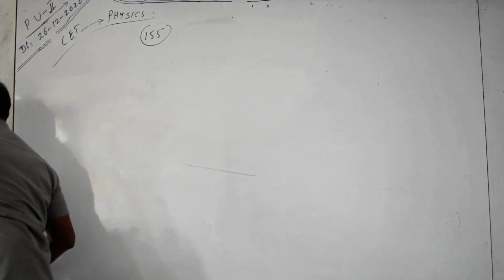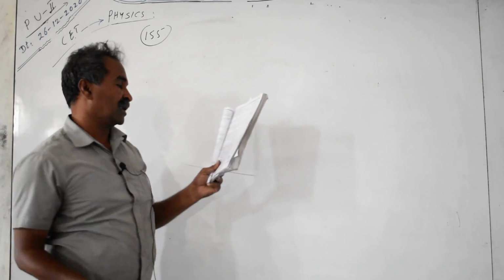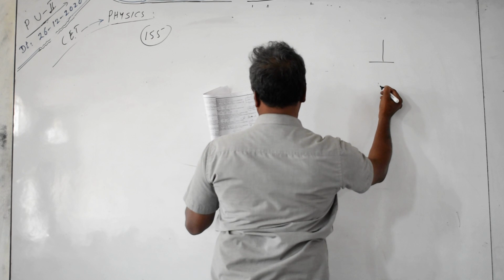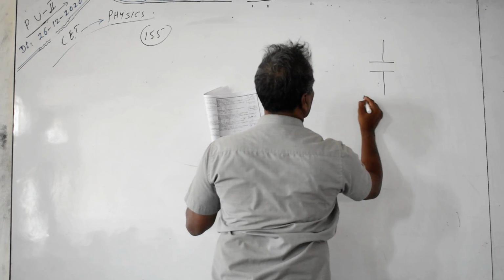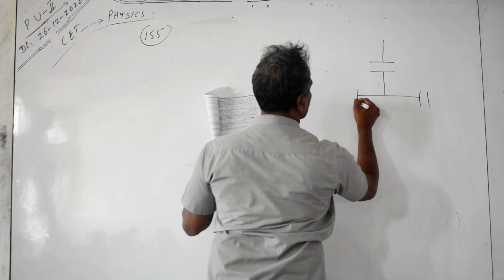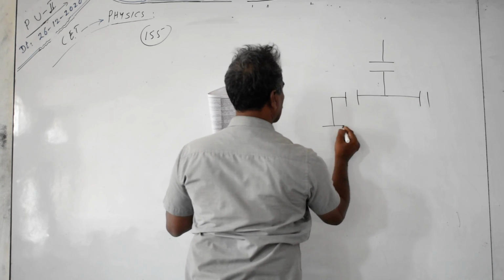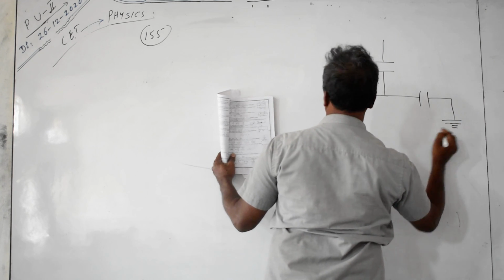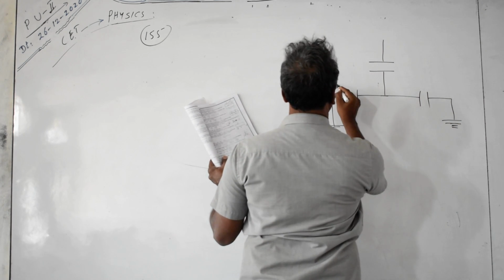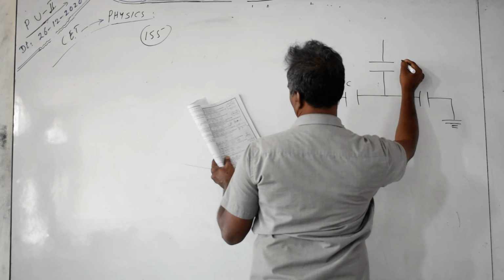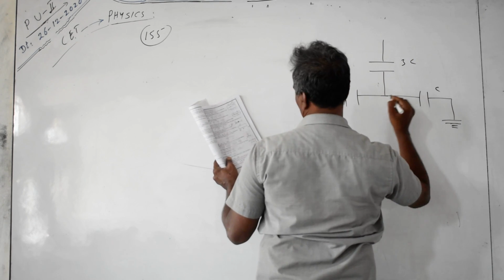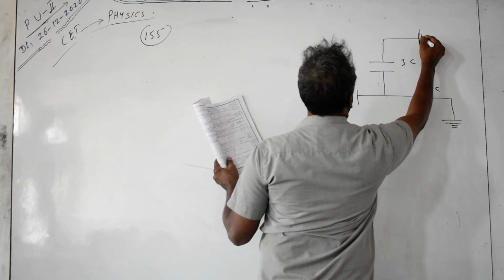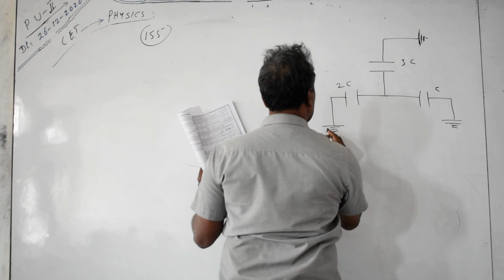This one is also important. Some of these problems will be repeated for the resistors also, similar shapes. Three capacitors: this is 2C, this is 3C and this is C. All these ends are connected to the earth, meaning common terminals. Earth is also called a common terminal.